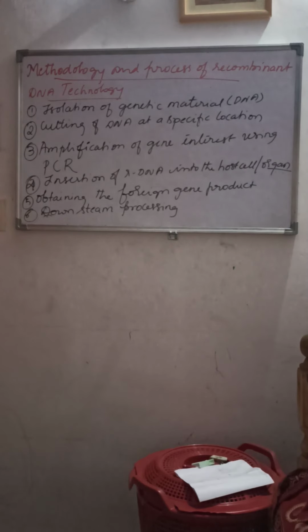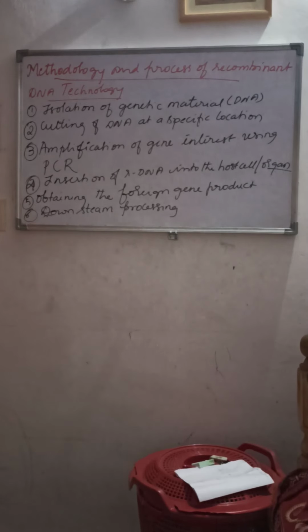So first one is the isolation of genetic material, second one is the cutting of DNA at a specific location, third one is the amplification of the gene of interest using PCR, and fourth one is insertion of rDNA into the host cell or the organism. Next is obtaining the foreign gene product. And next is the downstream processing. So all these are the steps involved in the process of rDNA technology.